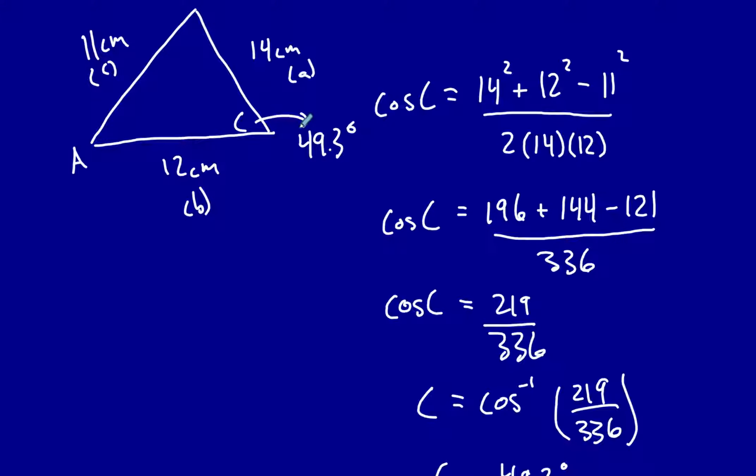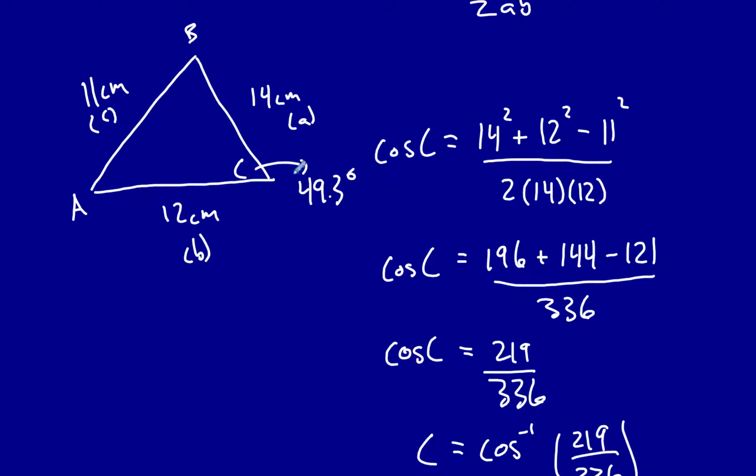But here, so now we know that this is 49.3 degrees. All right, so now that we know this angle, we can use the sine rule to figure out what either one of these two are, and then we could figure the other angle out by knowing that all 3 angles must add up to be 180.